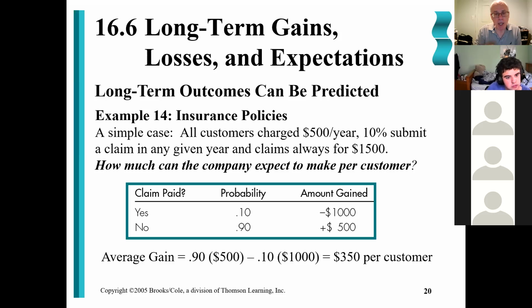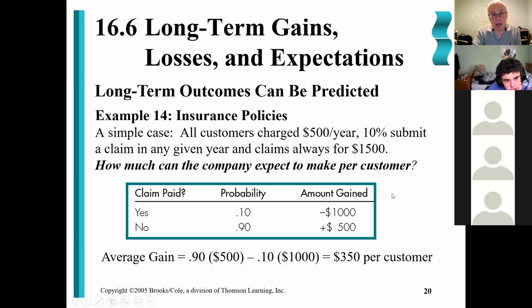So the customer's paying the insurance company $500 per year. That's what's called a premium. And then if they have to use their insurance, they will be paid $1,500. But there's only a 10% chance that they're going to have a claim during the year. So the question is, what is the average gain or loss for the customer?